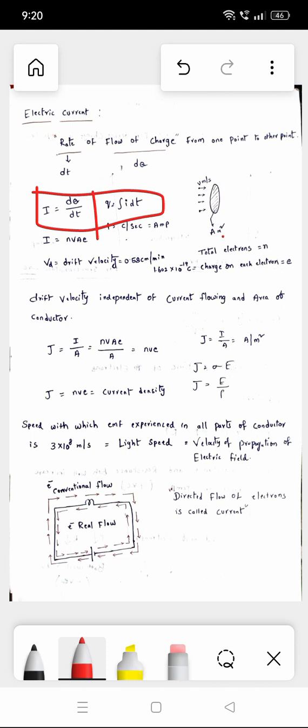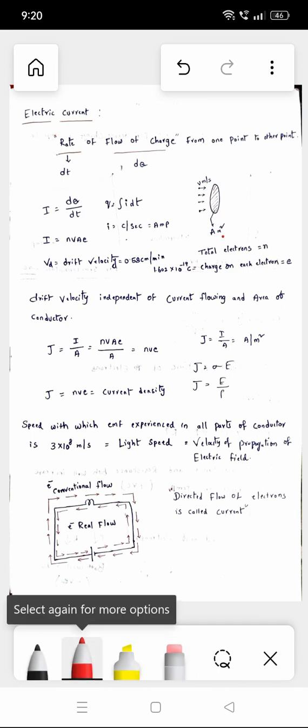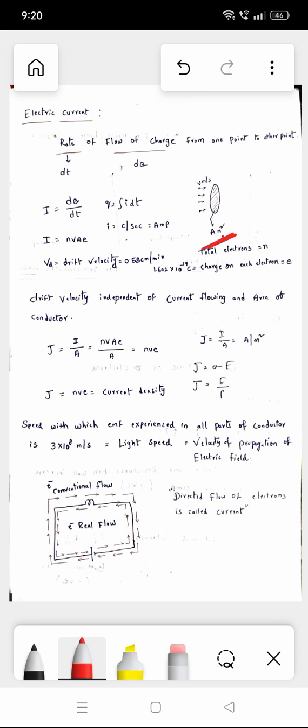In this one I is equals to n into v into a. Here Vd is a drift velocity, that is equal to 0.58 centimeters per minute. We know that ఇక్కడ మనకు చూడండి, ఇక్కడ ఒక క్రాస్ సెక్షన్ ఏరియా ఉంది. ఏ మీటర్ స్క్వేర్ అనేటువంటి ఒక క్రాస్ సెక్షన్ ఏరియా ఉంది. ఇందులో నుంచి ఈ ఎలక్ట్రాన్స్ అనేవి విత్ వెలాసిటీ ఆఫ్ v మీటర్స్ పర్ సెకండ్ వెలాసిటీతో దీన్ని క్రాస్ అవుతున్నాయి.